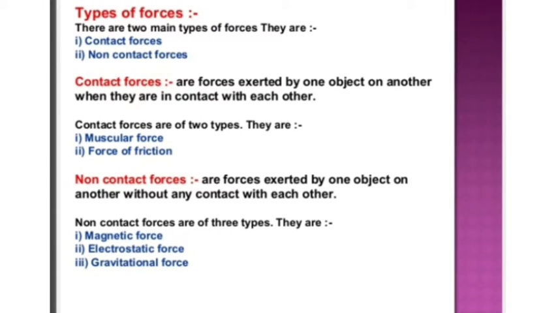Next, last one, gravitational force. Things fall down to the earth because the earth pulls them. The invisible force exerted by the earth on all kinds of matter is called the force of gravity. Example, the gravitational force of the earth keeps the moon revolving around the earth. These are the types of forces.